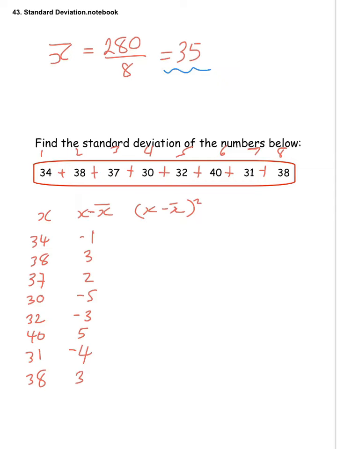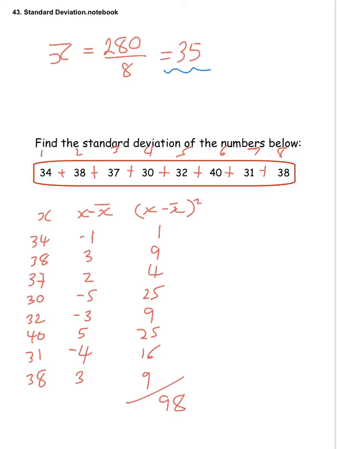Okay. Final step here is we are going to square those numbers that we got in our middle column. So minus 1 squared is positive 1, 3 squared is 9, 2 squared is 4, minus 5 squared is 25, minus 3 squared is 9, 5 squared is 25, minus 4 squared is 16, and 3 squared is 9. Alright, if we add up all those numbers in that column, we get a total of 98, and that will be very important in just 1 second.